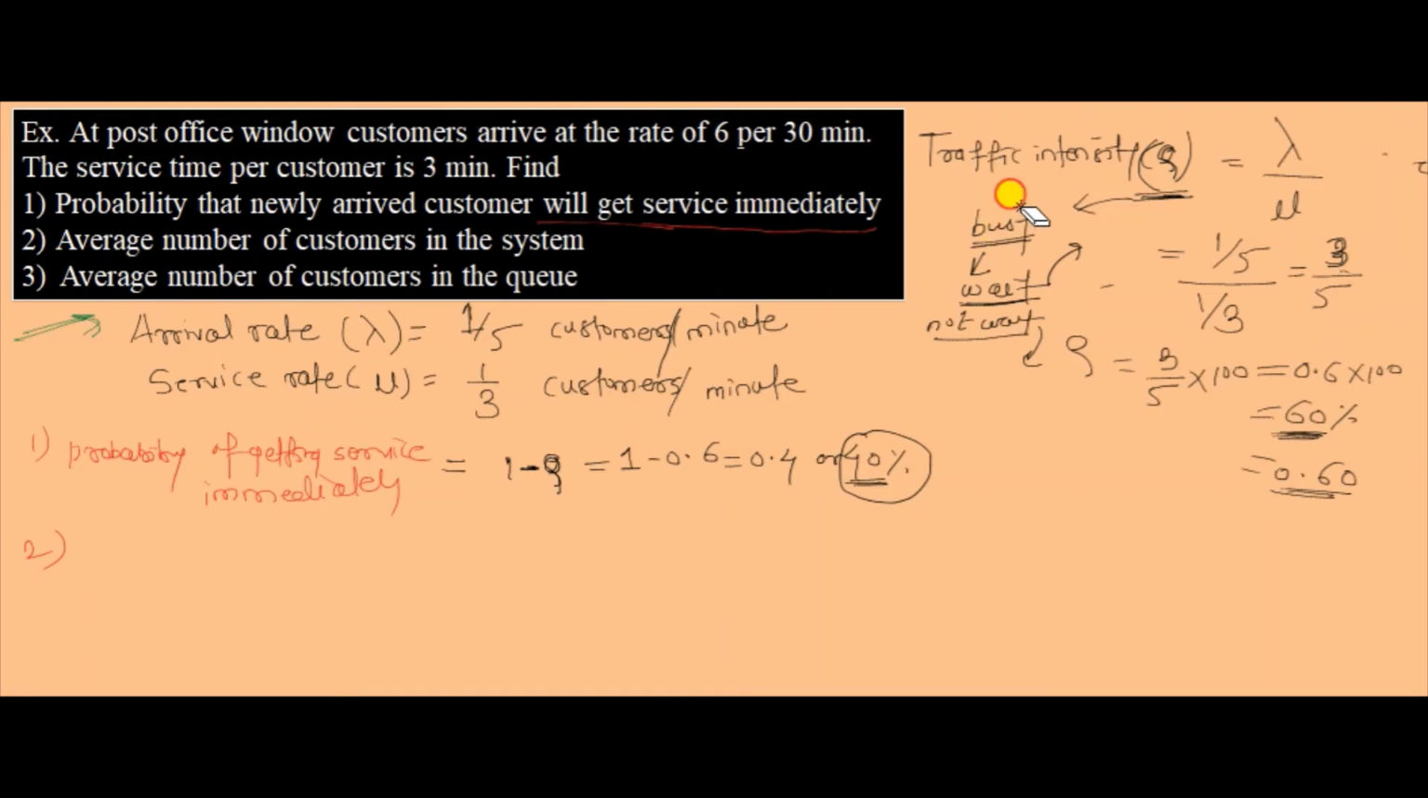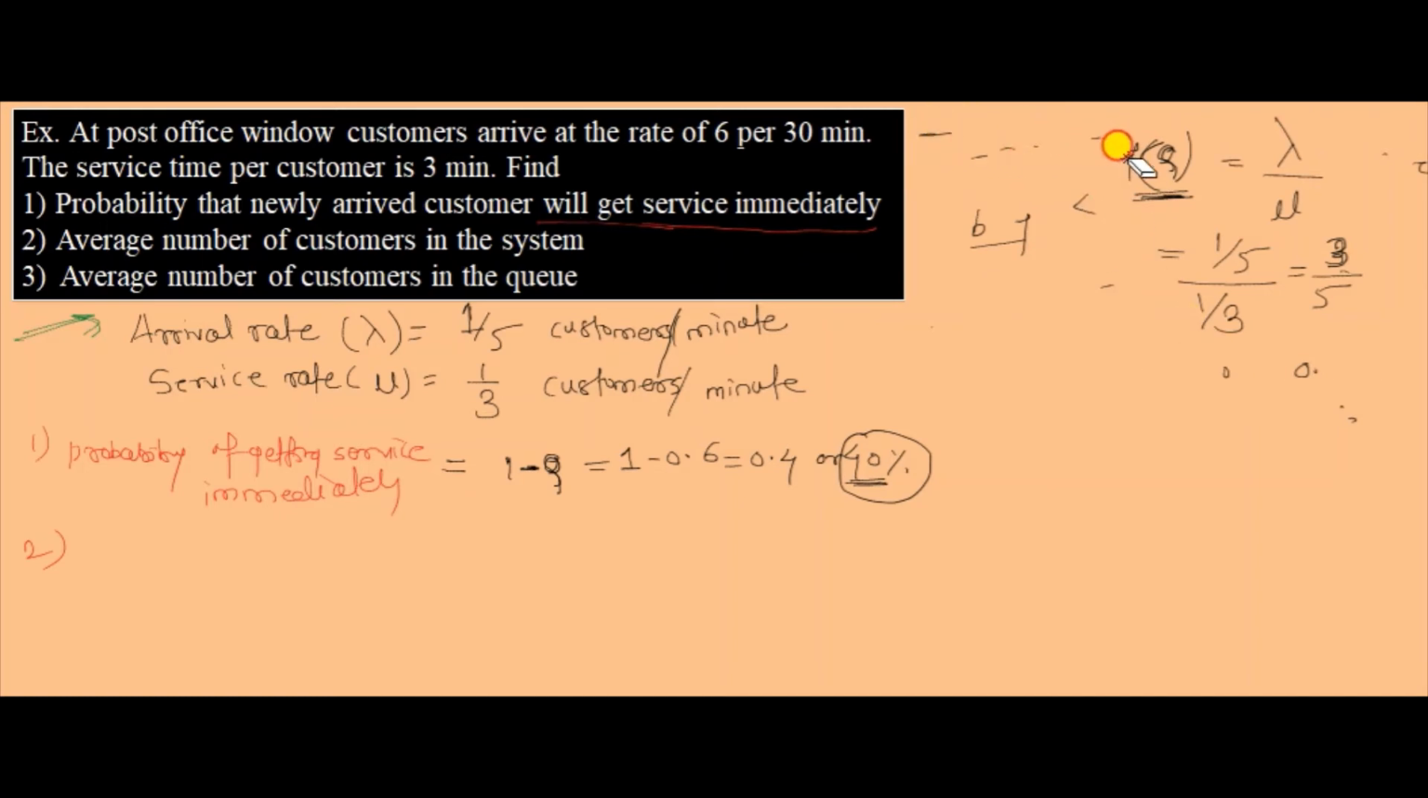The second question asks for the average number of customers in a system, and the third one is the average number of customers in a queue. Before getting the average number of customers in a queue, we have to calculate the average number of customers in a system. Then we can easily get it for the queue. So let's calculate first.